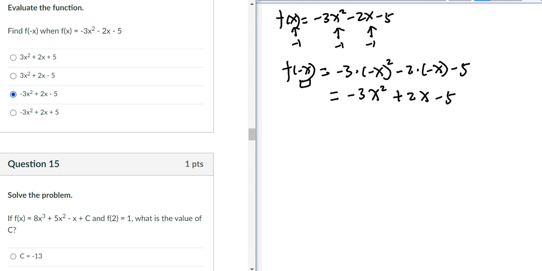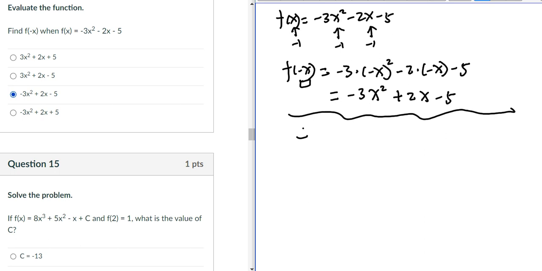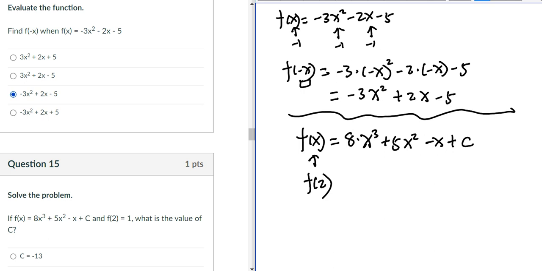The second question is you are given f of x, which is 8 times x cubed plus 5x squared minus x plus c. And you also know when you plug in 2 here, you have a value 1. So that's from here, f of 2 is 1. You are given that.